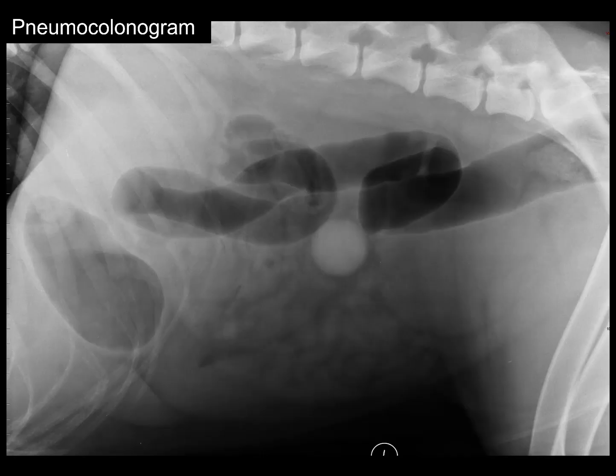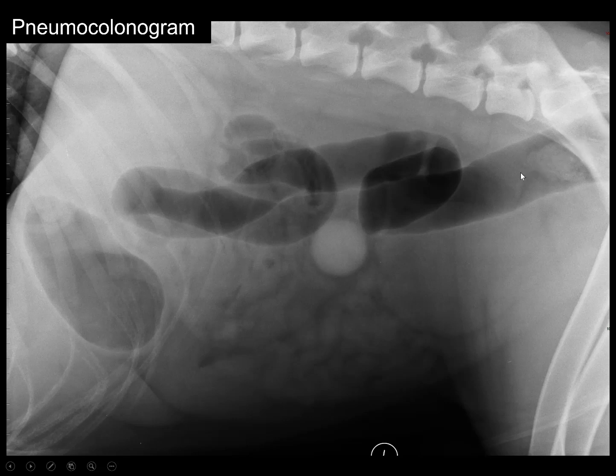So we did a pneumocolonogram. We administered gas into the rectum via a catheter, distended it a bit, and so now anything that is gas should be connected to the colon, at least fairly obviously visually, and we can decide if this structure is in the colon or not. And I can see now the colon.